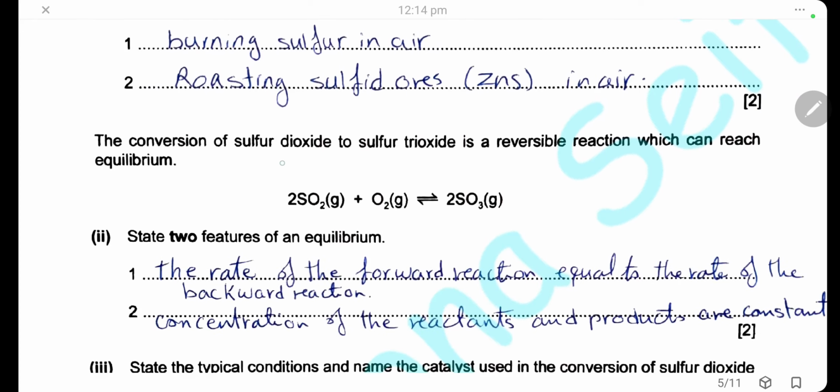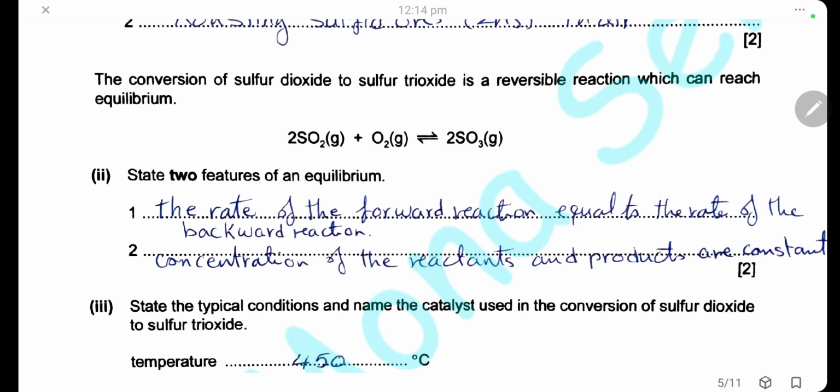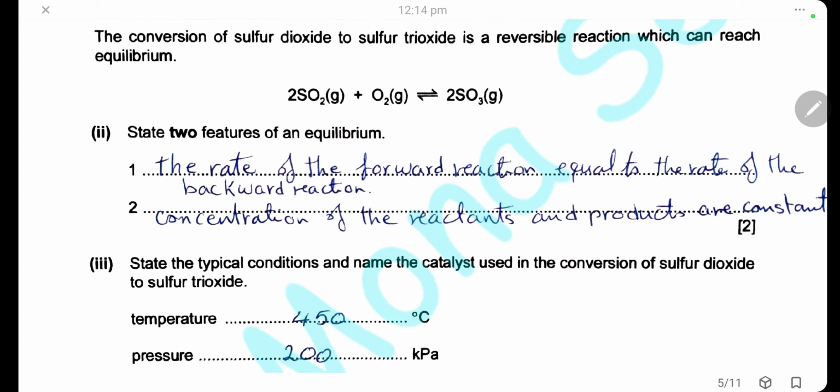The conversion of sulfur dioxide into sulfur trioxide is a reversible reaction which can reach equilibrium. State the two features of equilibrium. The two features of equilibrium are: the rate of the forward reaction is equal to the rate of the backward reaction at equilibrium, and the concentrations of the reactants and the products are constant.